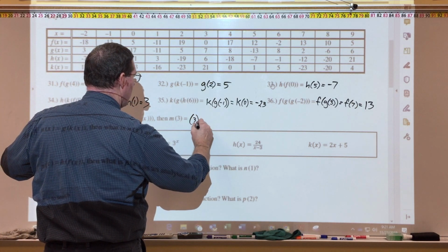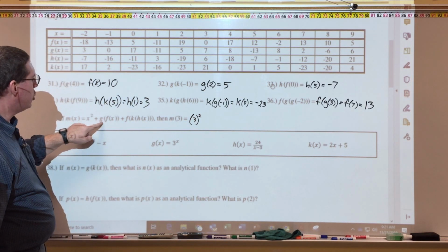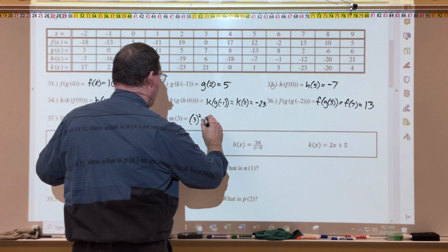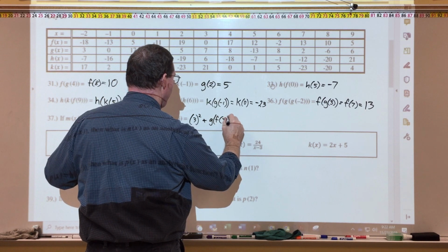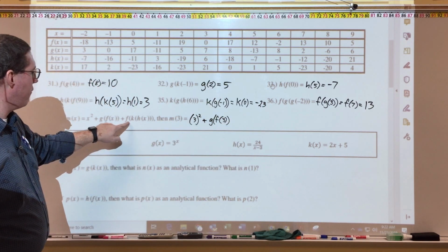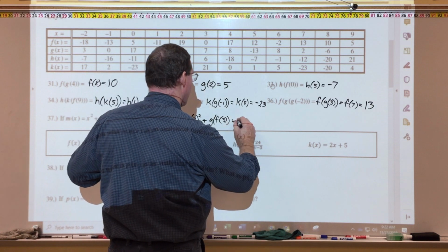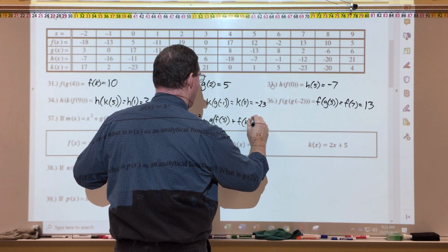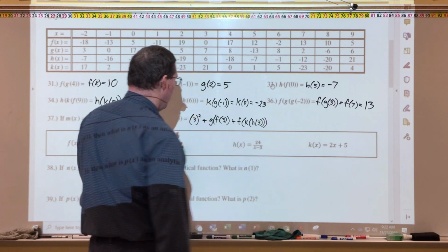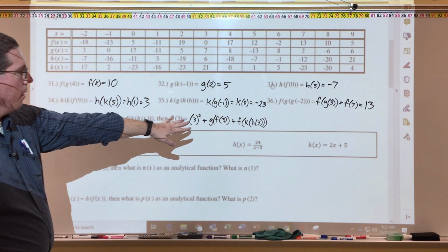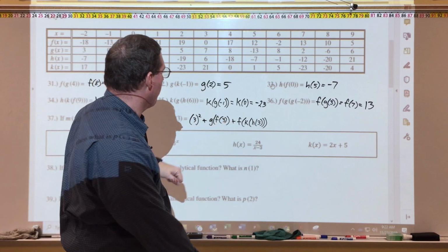So that's 3 squared plus g of f of x plus g of f, but not of x, of 3, right? Plus f of k of h plus f of k of h, not of x, of 3, okay? So this is really what we're looking for. Now let's try and figure out these two here first.